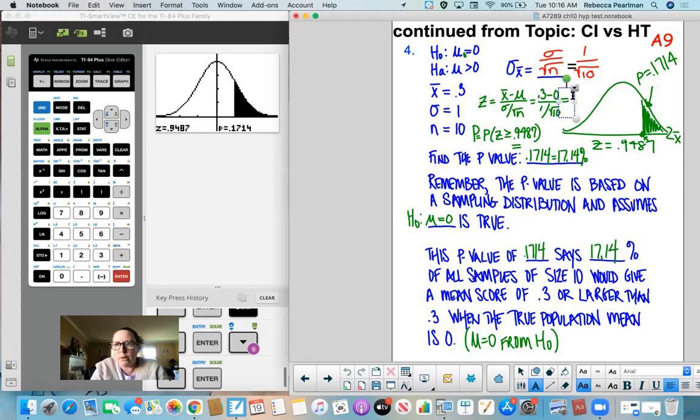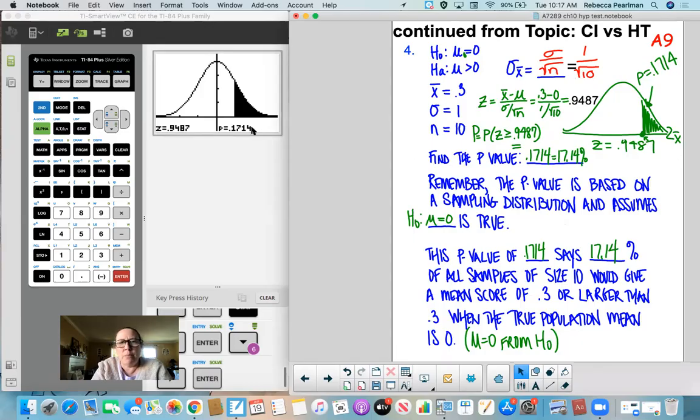We should list our Z of 0.9487. I'll make it a little smaller. I've justified this Z that the calculator generated by having my Z formula and the substitutions. That's a 1 right here, 1 over the square root of 10. I did not have to do any arithmetic. My sketch came from the calculator.